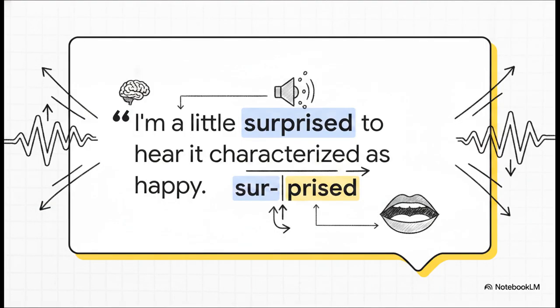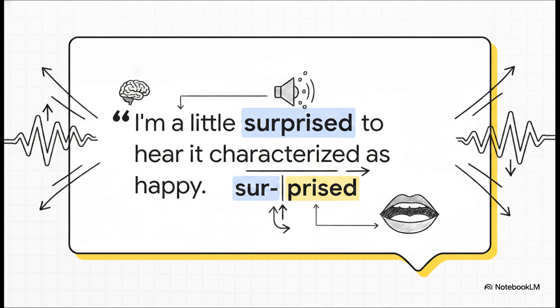Let's look at exactly how prosody creates prominence, specifically through what's called lexical stress and pitch accent. Consider this sentence. I'm a little surprised to hear it characterized as happy. Notice how the word surprised just jumps out at you? We call that pitch accent. We are actively choosing to make that word salient.